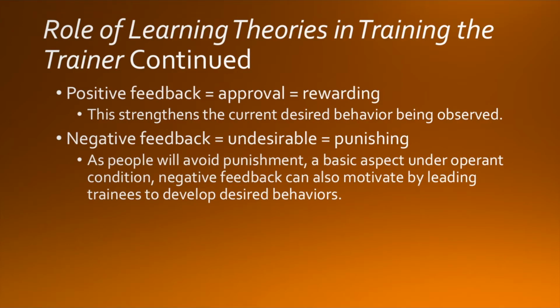Negative feedback allows the trainee to know that he or she is doing something wrong and something should be changed. This is perceived as something undesirable and is generally accepted as a form of punishment. As people will avoid punishment, a basic aspect under operant conditioning, negative feedback can also motivate by leading trainees to develop desired behaviors.